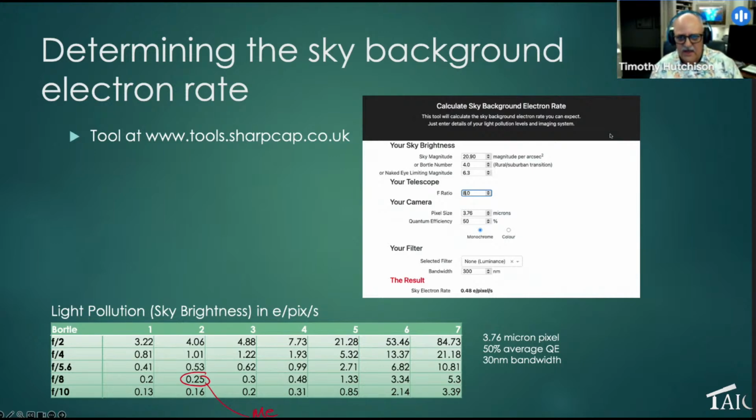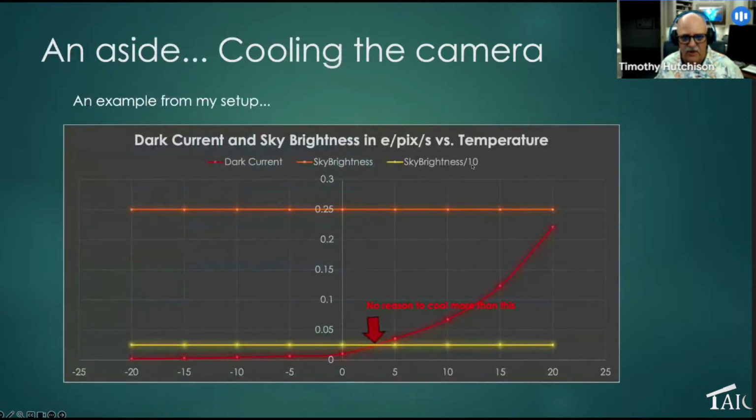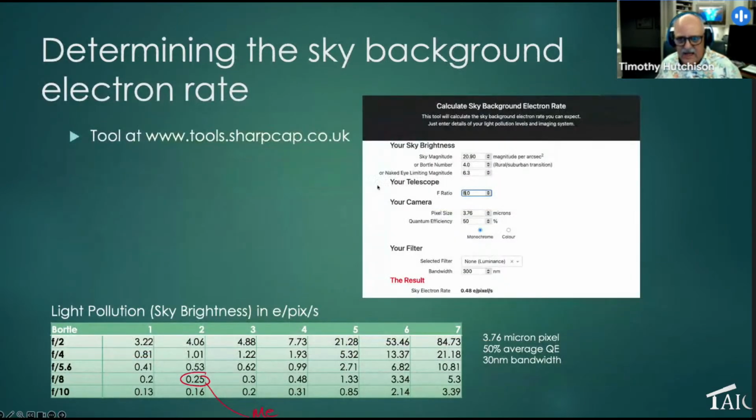Now, if you go out to tools.sharpcap.co.uk, they have a really nifty little tool where we can say, look, I'm going to key in my Bortle number and the F ratio of my scope and how big my pixels are and the quantum efficiency of my camera. And you tell me how many electrons per pixel per second I should expect in my imaging rig, right? And I thought this was pretty cool.